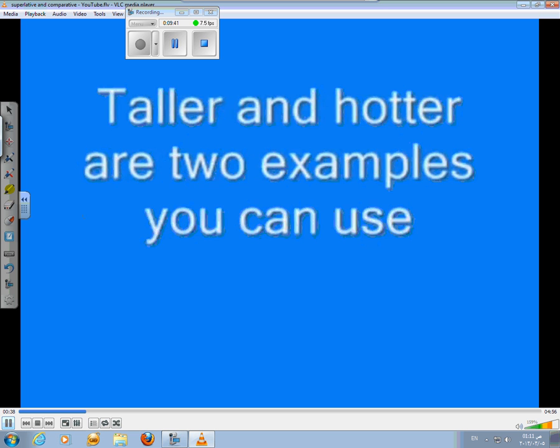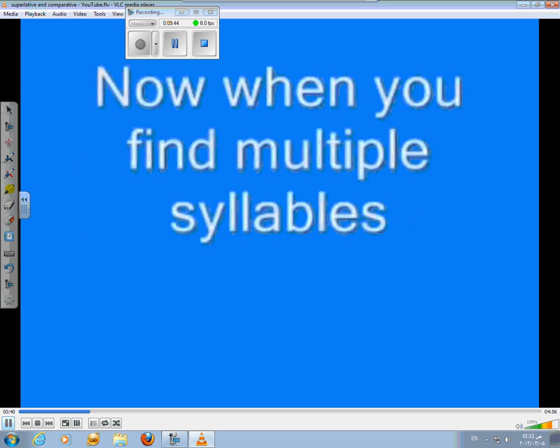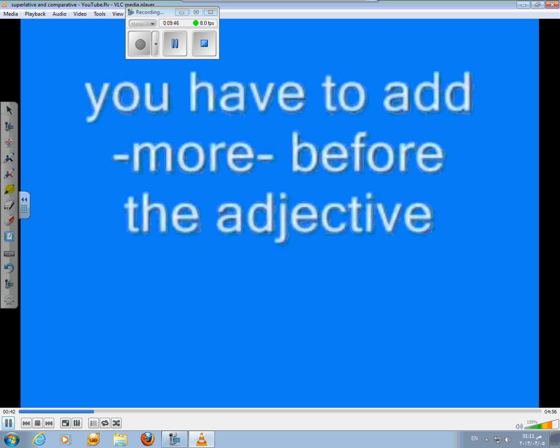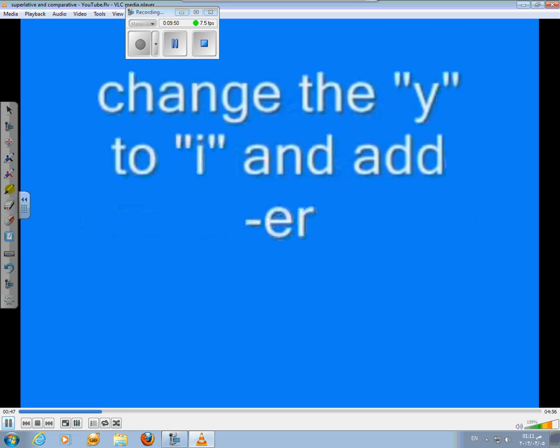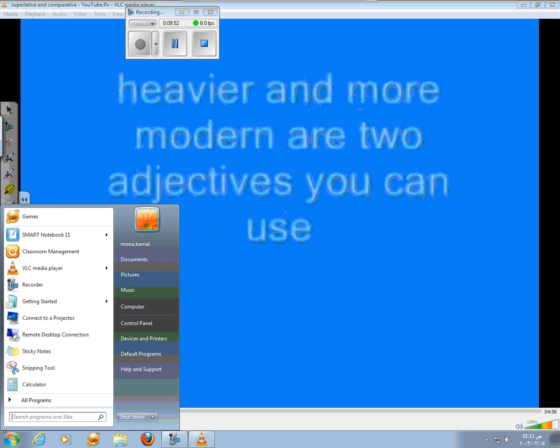Taller and hotter are two examples. And when you find multiple syllables, you have to add more before the adjective. When the ending is a consonant plus y, change the y to an I and add er.